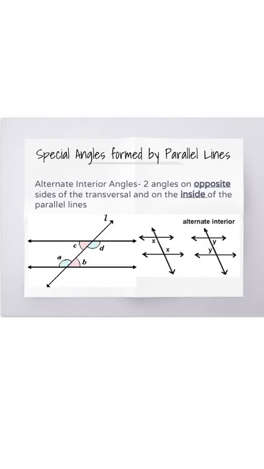Remember that alternate interior angles mean opposite and inside, opposite of the transversal, but inside of the parallel lines. For example, D and A are both inside the parallel lines, but on the opposite side of the transversal. And C and B are both inside the parallel lines, but on the opposite of the transversal.